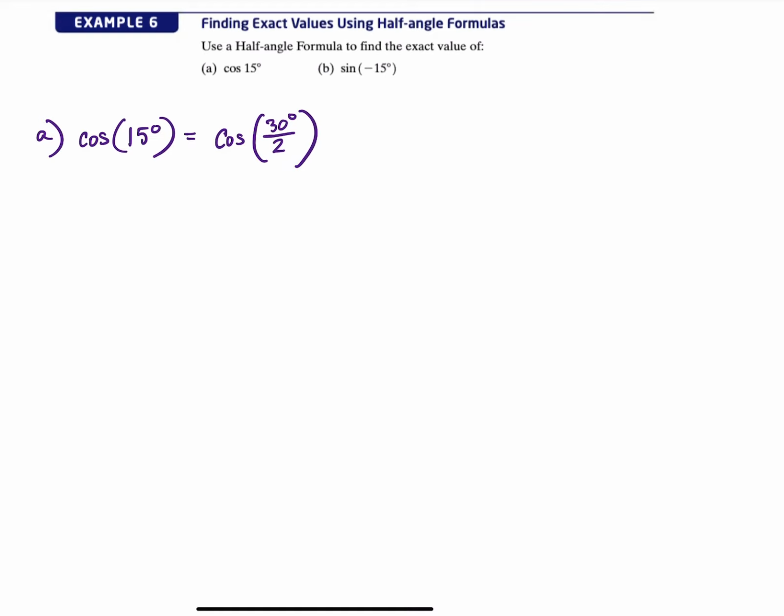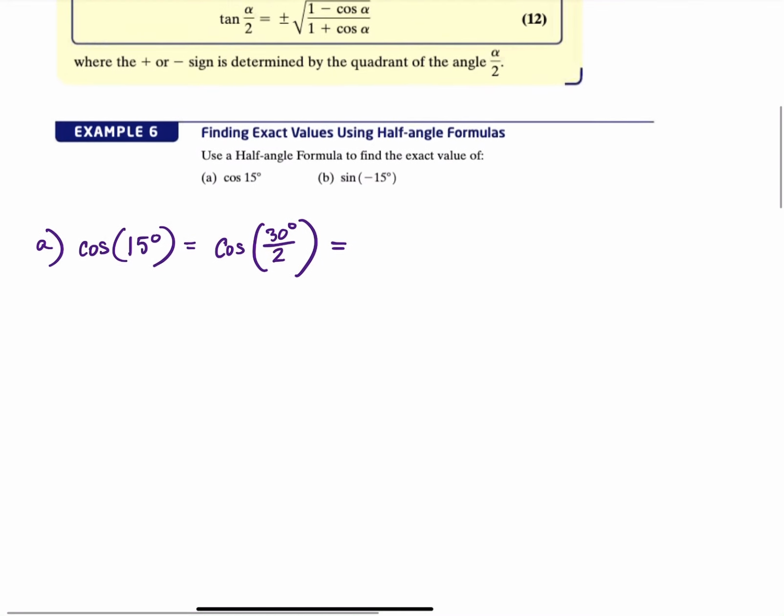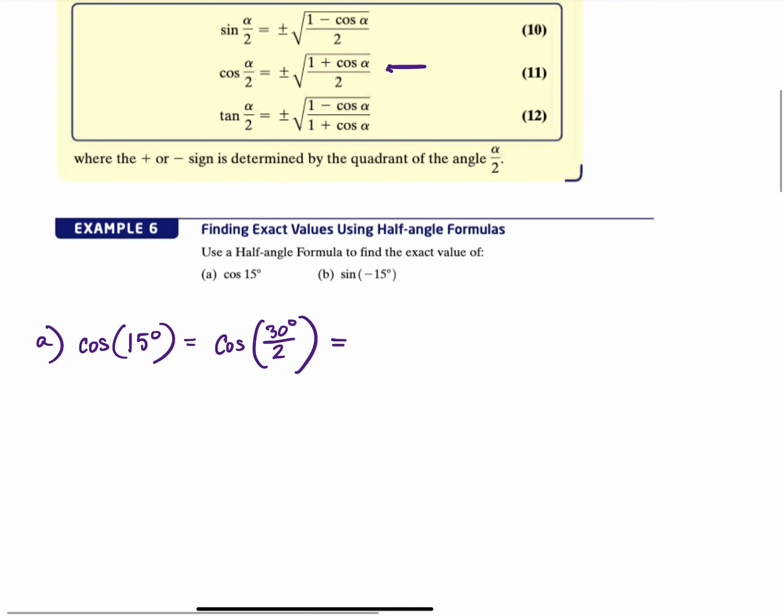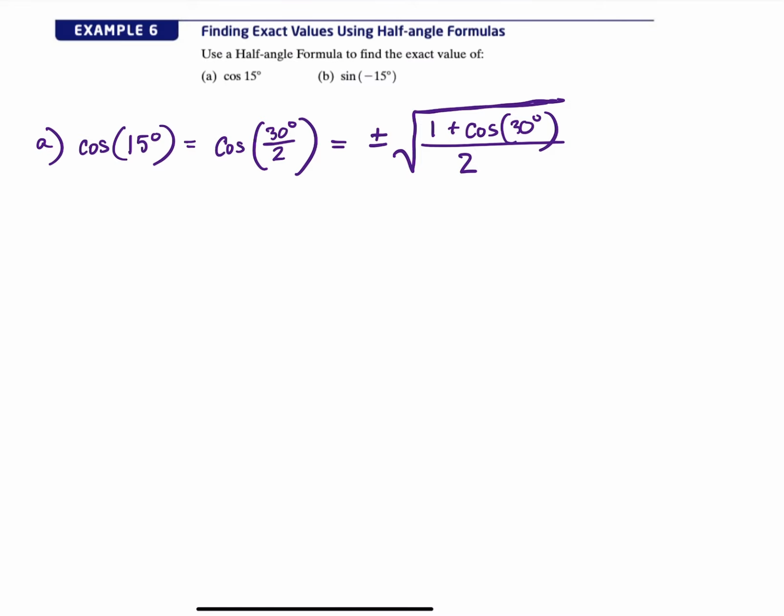Let's just reference our formula. For cosine of a half angle, you want to use this one. So this would be plus or minus the square root of 1 plus the cosine of 30 degrees, divided by 2. So let's evaluate here. Should we use the plus or minus? Well, 15 degrees is in quadrant 1, so it should be positive. Cosine will be positive in the first quadrant.